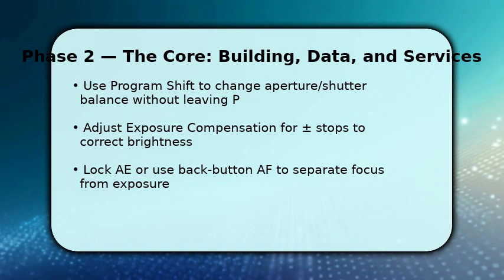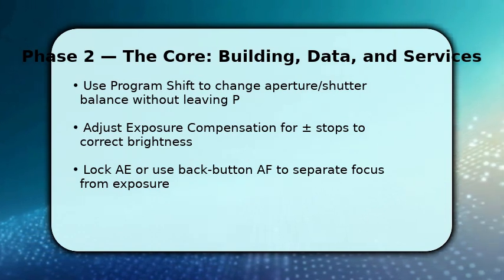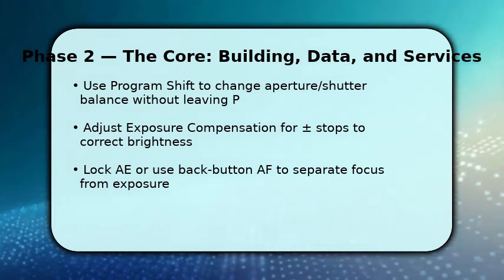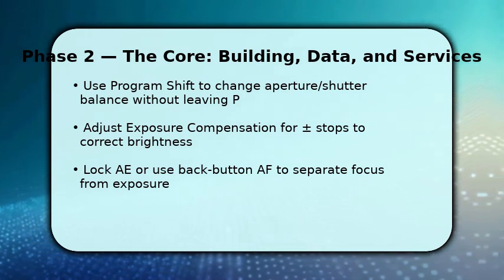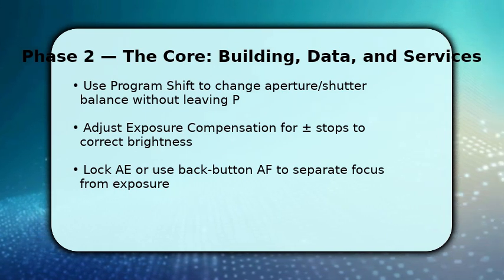With program mode engaged, you use program shift to favor faster shutter speeds or wider apertures while keeping overall exposure stable. Turn the main dial and watch the values change.